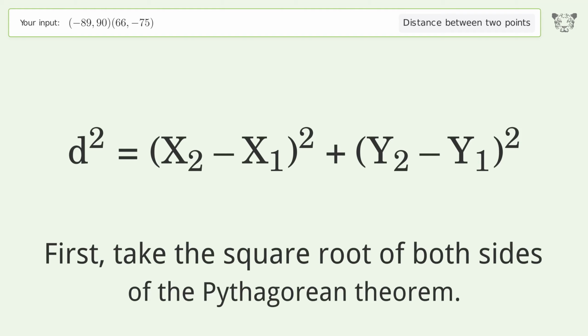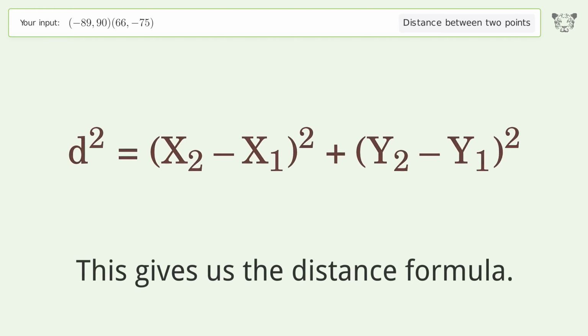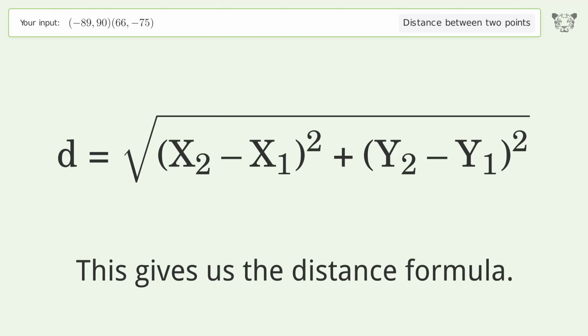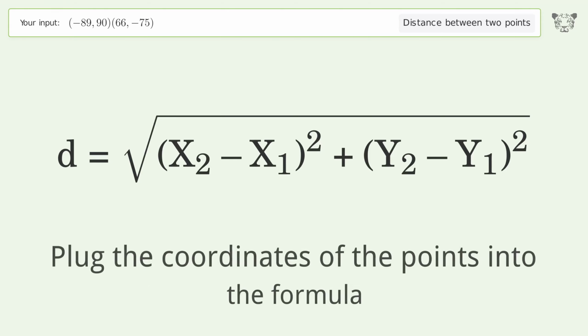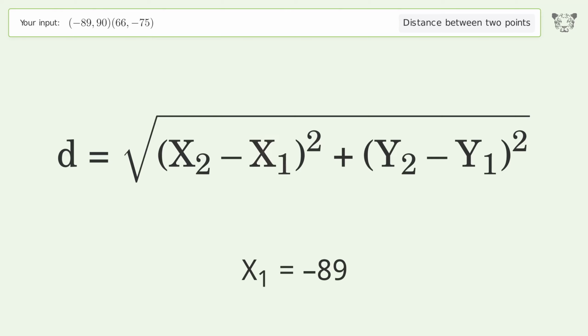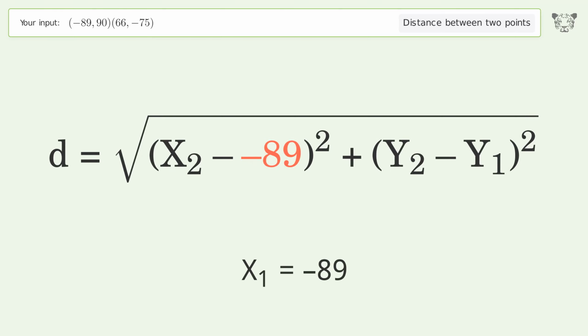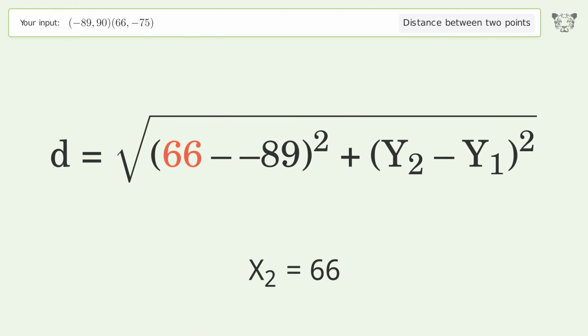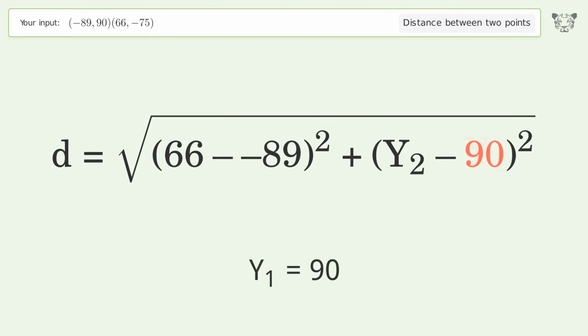First, take the square root of both sides of the Pythagorean theorem. This gives us the distance formula. Plug the coordinates of the points into the formula. x1 equals -89. x2 equals 66. y1 equals 90. y2 equals -75.